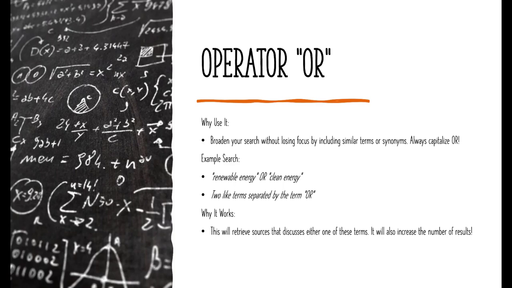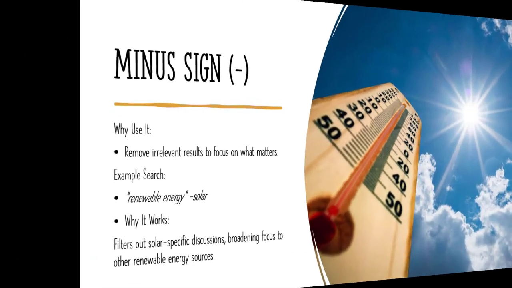For example, you could type in renewable energy with quotations around it, OR in capital letters, clean energy with quotations. This search will pull results that mention either renewable energy or clean energy. It increases the number of sources you'll find without losing focus on your topic. Think of OR as a way to expand your net without adding extra work. Use it when you know there are multiple terms that might apply to your topic, like synonyms or related ideas. This ensures you don't miss valuable information.